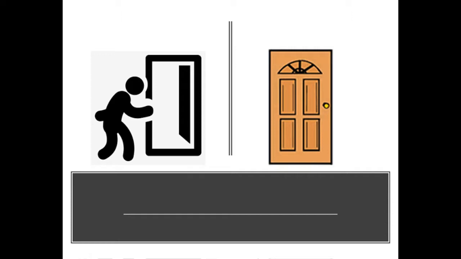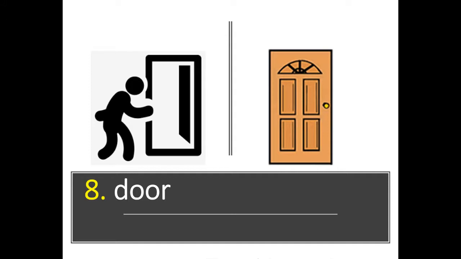Well, in the first picture, I notice a person is walking through a door. The door is open. In the second picture, I notice a front door to a house or apartment. So how are these pictures the same or similar? They both show a door, D-O-O-R, door.